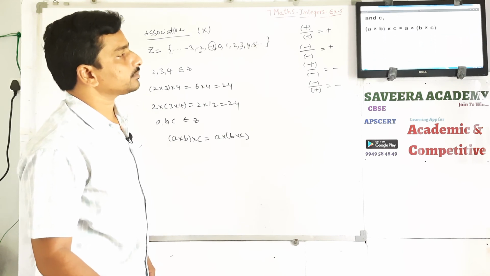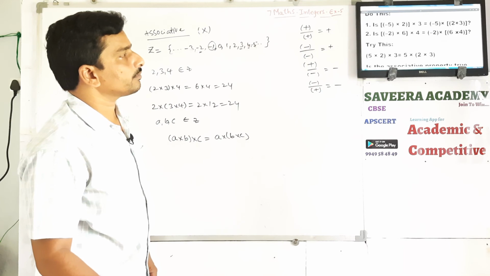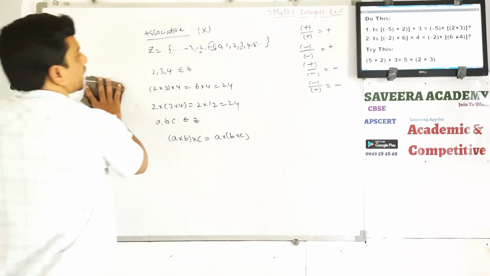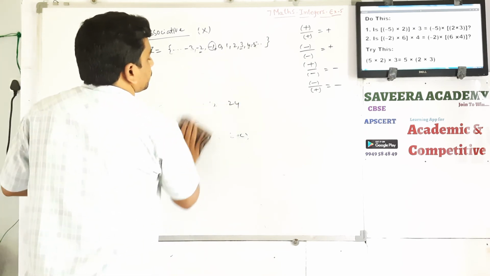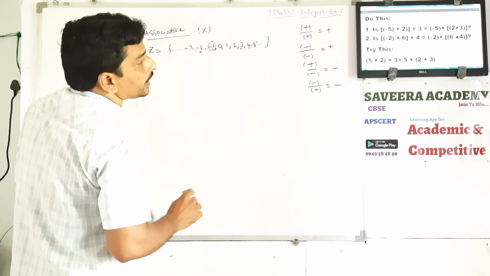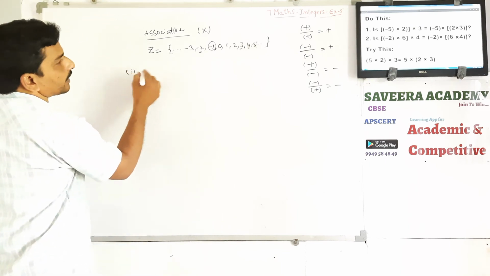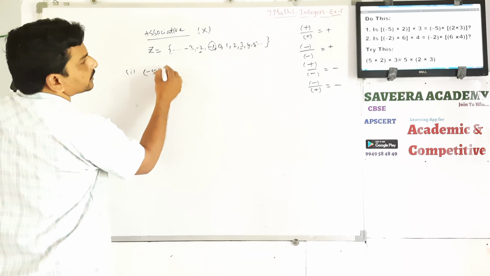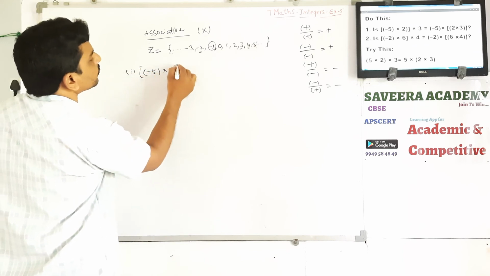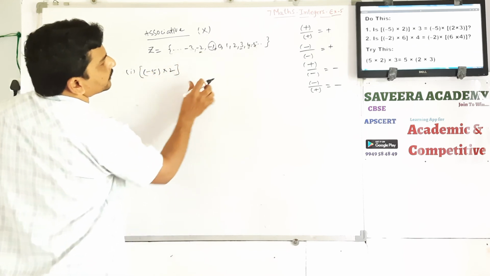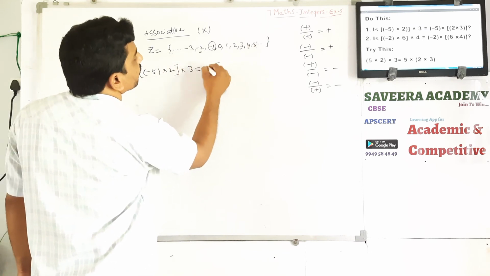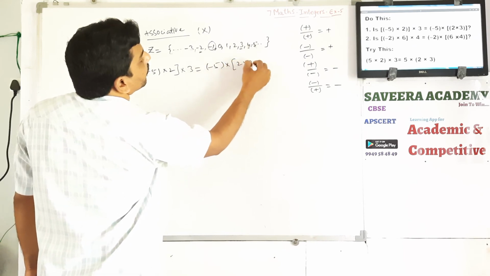Okay, next, this is given. Let us check it. Depending on the associative property, let us try to solve that one. Here see, first one: minus 5 into 2 into 3 is equal to minus 5 into 2 into 3.